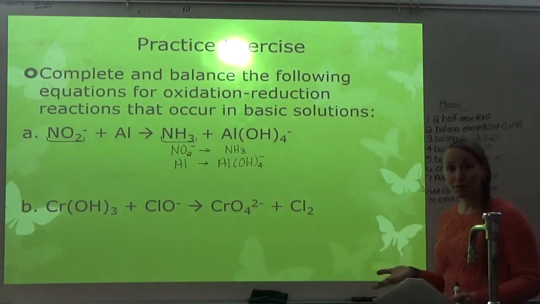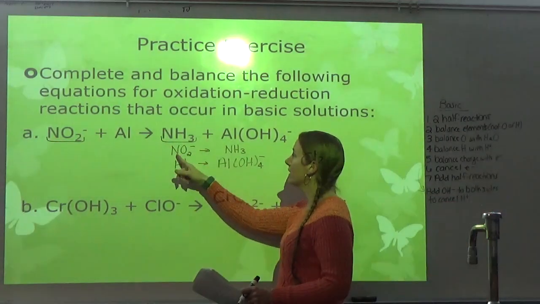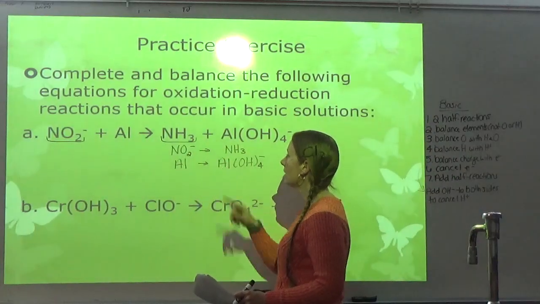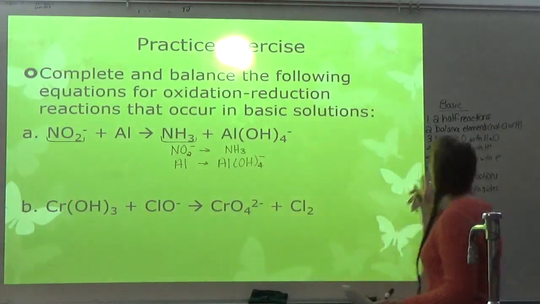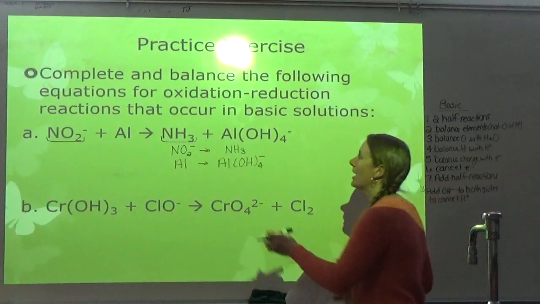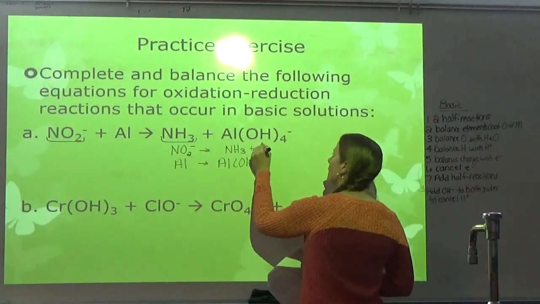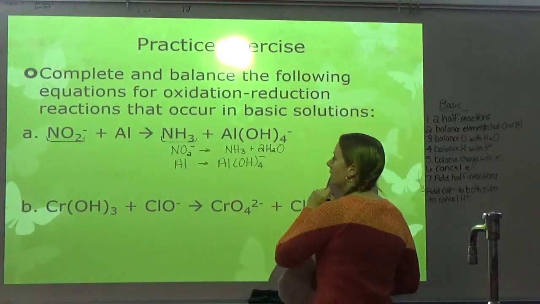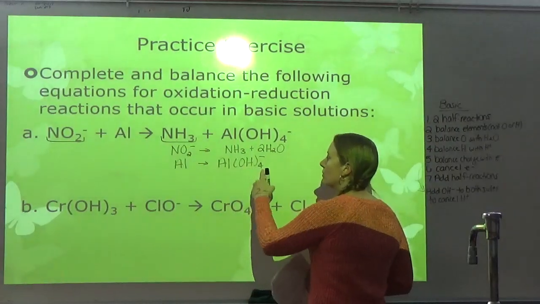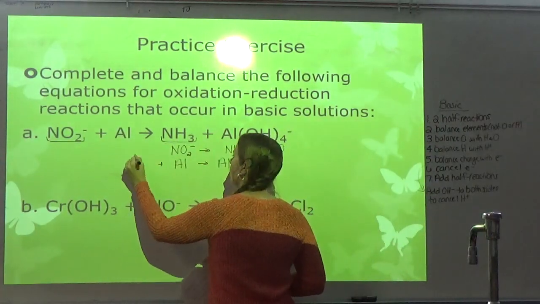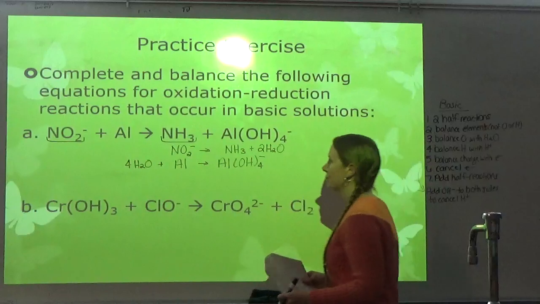Next I'm going to balance everything besides H and O. So I have N, Al, Al. So those are good. I balance the O's with water. So I have 2 O's on this side, so I'll put 2 waters here. Alright, here I have 4 O's, so I'll put 4 waters on this side.